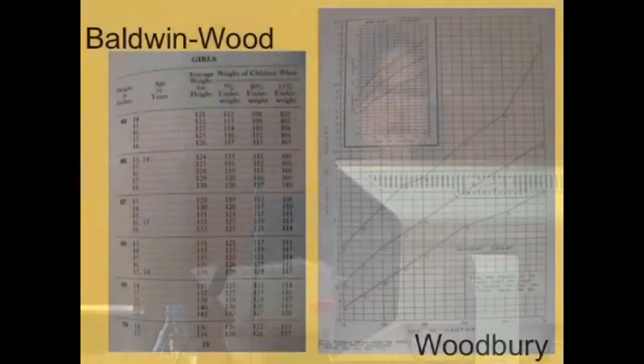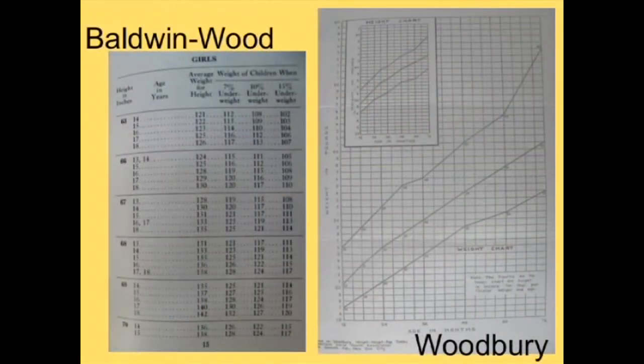Most famous are the Baldwin-Wood and the Woodbury tables. The Baldwin-Wood are for children 6 and up, and the Woodbury tables were for 6 and under. And these are going to be embraced by many government and professional organizations. These are the ones that the Children's Bureau and the Bureau of Home Economics are going to care about.